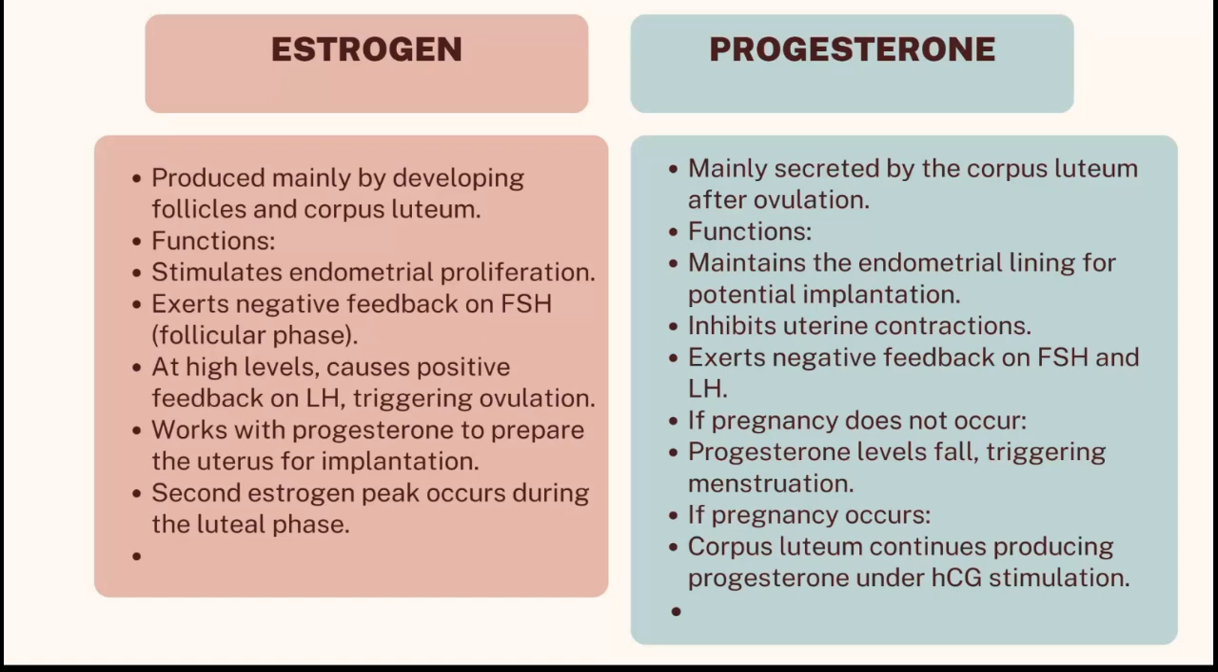As for progesterone, it's mainly secreted by the corpus luteum. It stabilizes the endometrial lining and inhibits uterine contractions. If pregnancy occurs, it continues to be secreted. If not, its decline triggers menstruation.